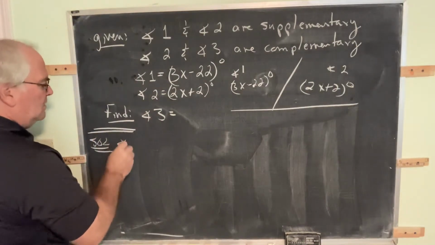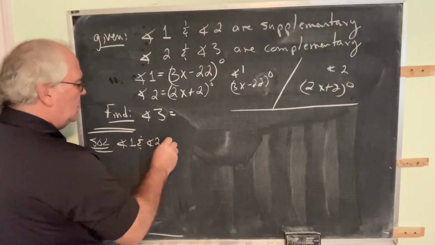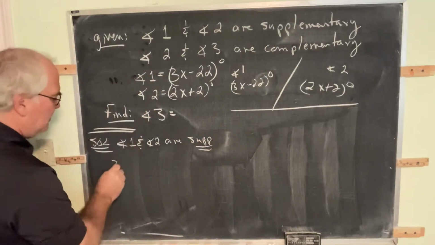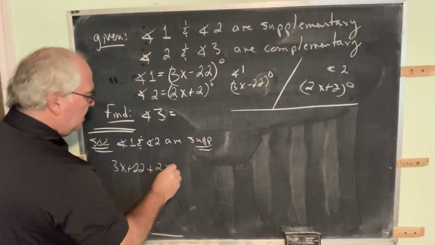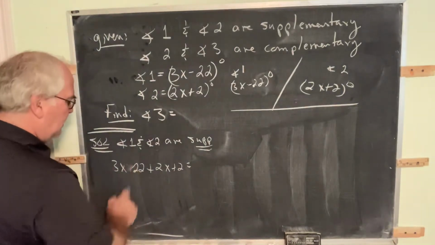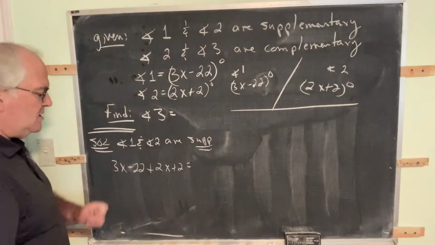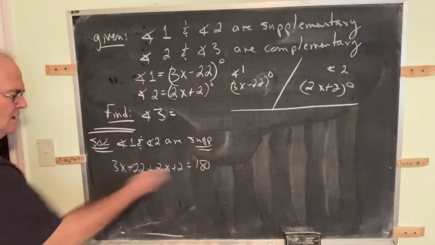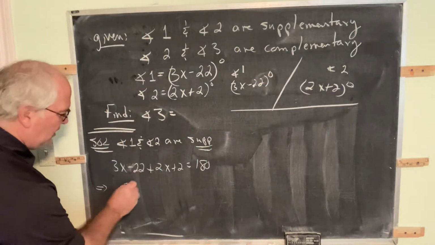We know those are supplementary, so we know that angle 1 and angle 2, if we add them, 3x minus 22 plus 2x plus 2. Oh, I'm sorry, this is minus. I copied it down wrong. 3x minus 22, 2x plus 2. We know they have to be supplementary, so they add to 180 degrees. Solve the algebra. So from this we have, this is straightforward, 5x.